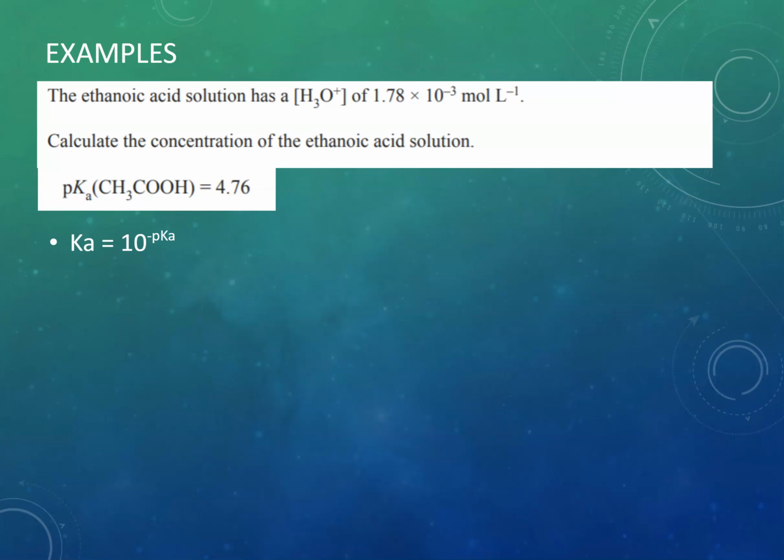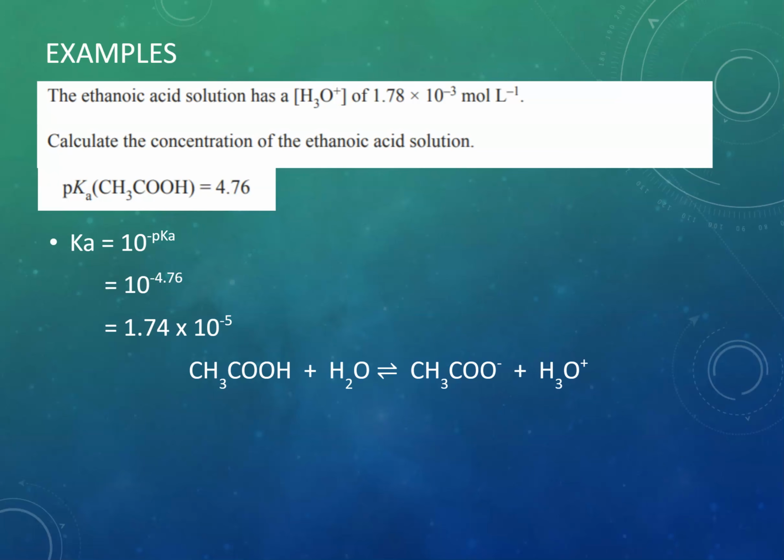So, to start with, I'm going to turn that pKa into a Ka because I can't use pKa directly. So Ka is 10 to the negative pKa. Put the numbers in, and there's my Ka value, 1.74 times 10 to the minus 5.